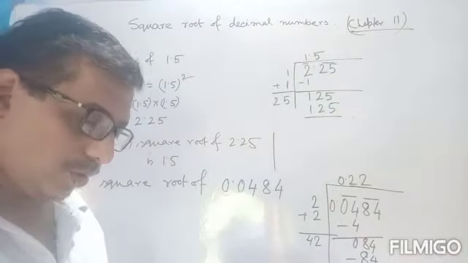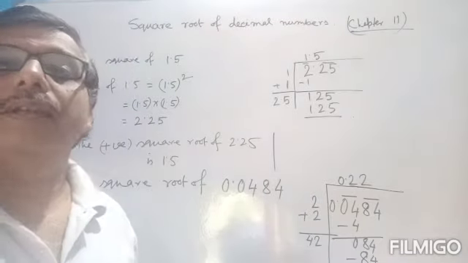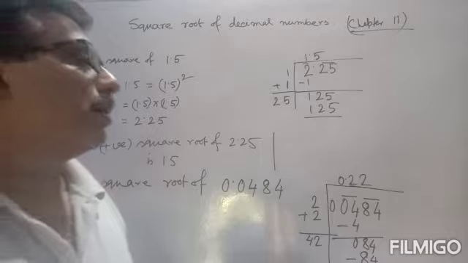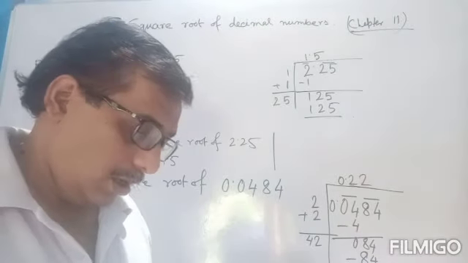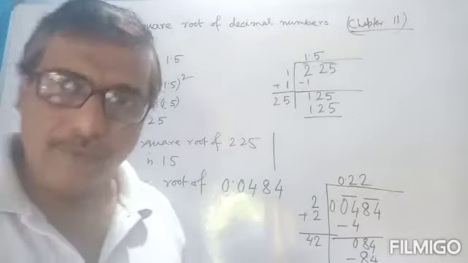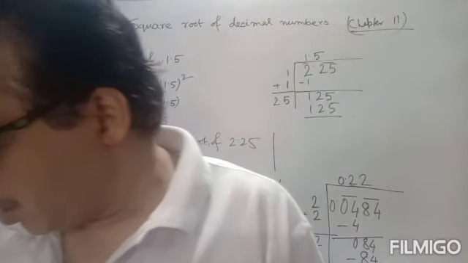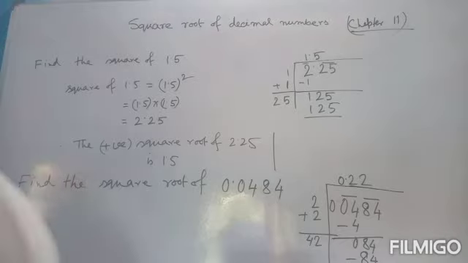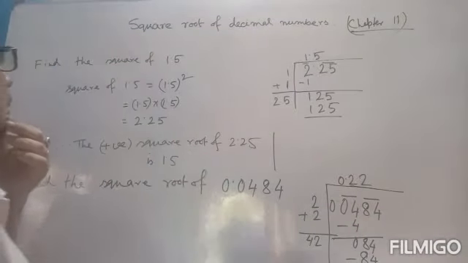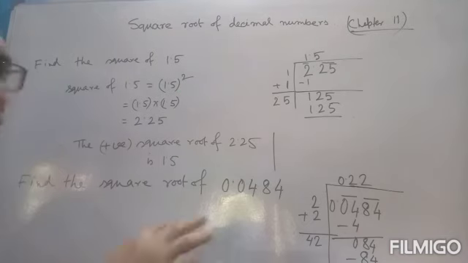It is known to you how we find the square root of any number, not in decimal. All of you know this. So, square root of decimal. Today we start square root of decimal. How? Find the first question in reverse way.